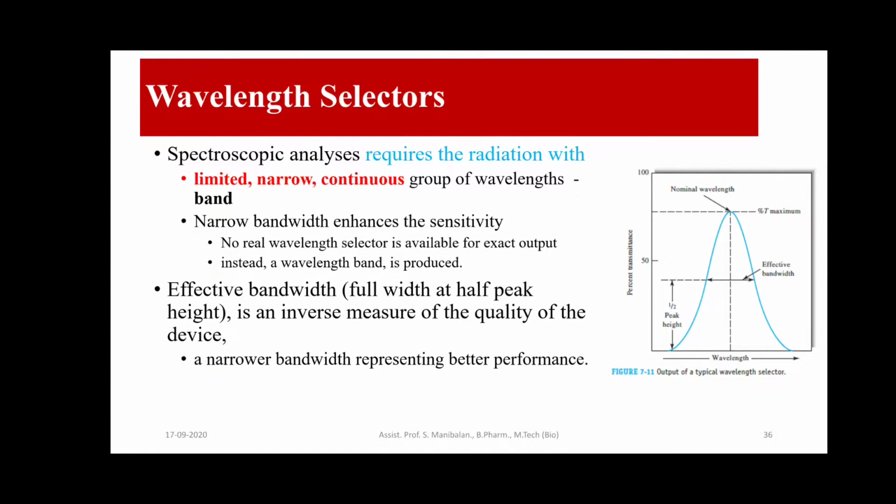Strictly speaking, there is no wavelength selector identified till now that gives an exact wavelength. Suppose I want 200.8 nanometers, there is no wavelength selector to give exactly 200.8, but it can produce some narrow bands from which we can select. Effective bandwidth means the full width at half peak height, which determines the quality of our analysis.